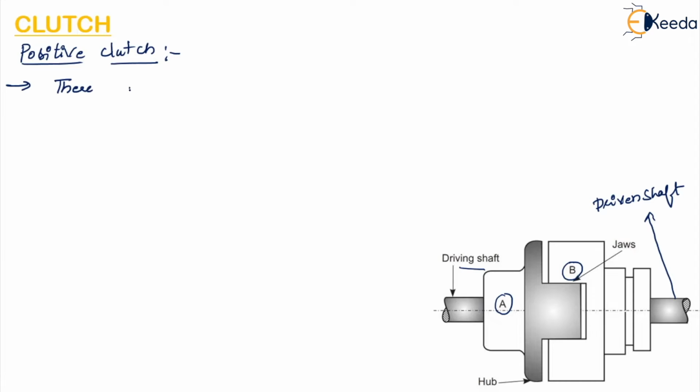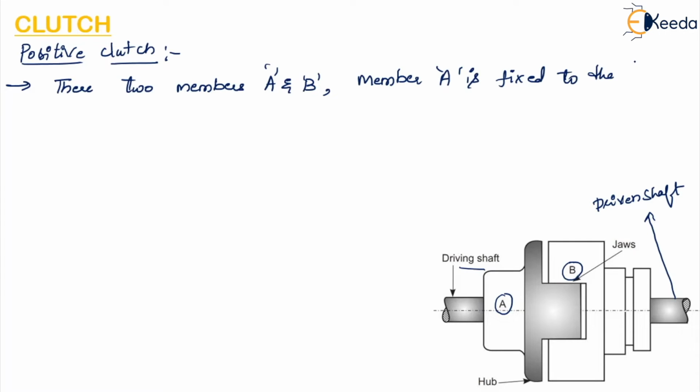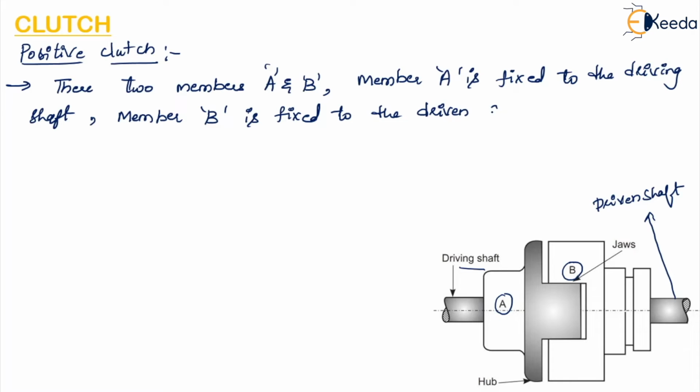There are two members, that is A and B. Member A is fixed to the driving shaft and member B is fixed to the driven shaft.